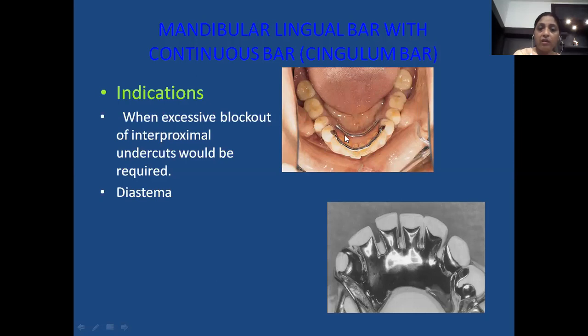If there is a severe undercut on the soft tissue, like in this area, we might not be able to give a lingual plate, because in cases of major undercuts, insertion and removal of the RPD will become difficult for the patient. It can be injurious to the patient. So to avoid this problem, we can give a mandibular lingual bar with a continuous bar wherever the interproximal undercuts require more block out.